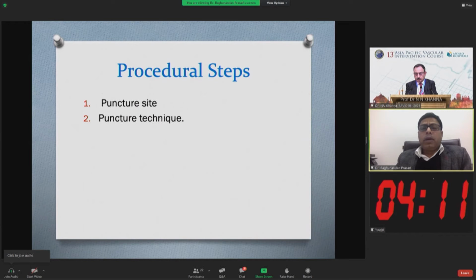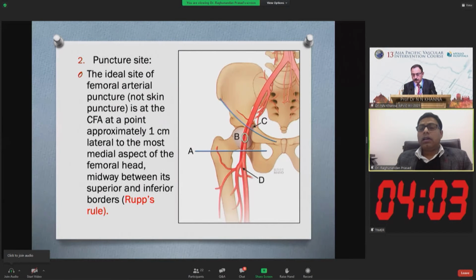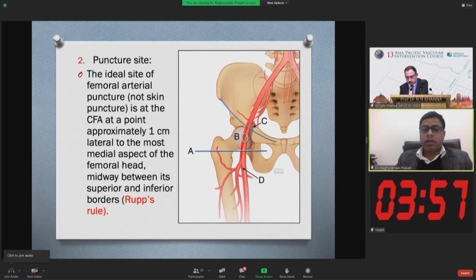Coming on to the procedural steps: how to obtain a safe and secure access? The first thing is the puncture site location. If we look here in this diagram, the ideal site for a femoral arterial puncture is at the mid femoral head, approximately 1 centimeter lateral to the medial border of the femoral head.